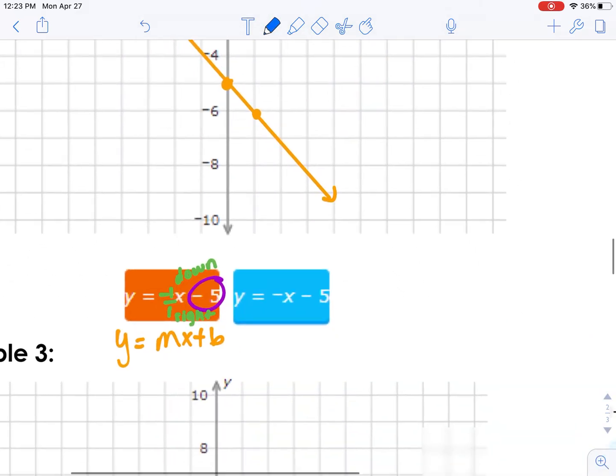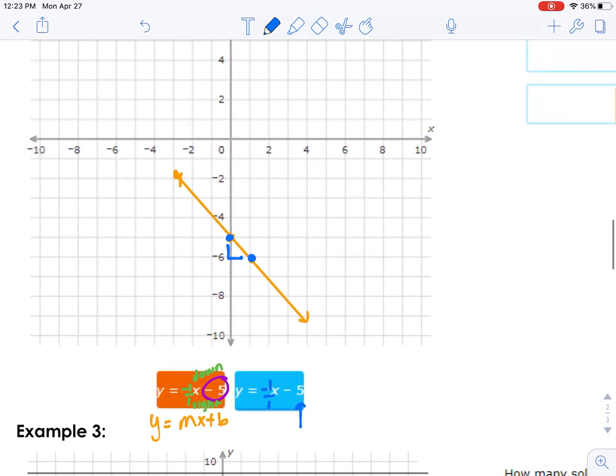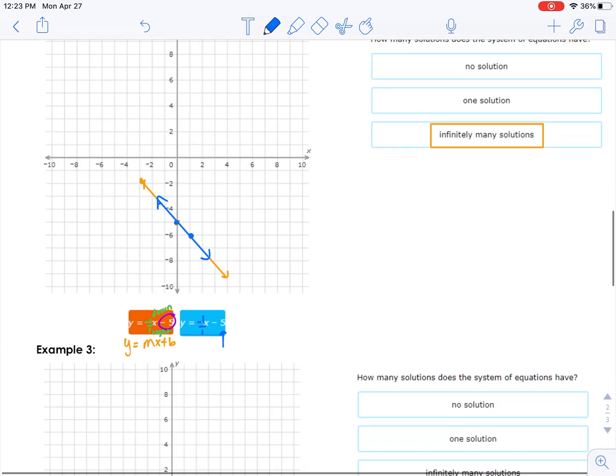If you look at the next problem, the next equation is exactly the same. It has a y-intercept of -5 and a slope of -1 over 1. So when we go down 1 and over 1, we land at that point. Because these lines are graphed, are the same exact line, not only do they have those 2 points in common, they have every single point in common, and that's why we call it infinitely many solutions.